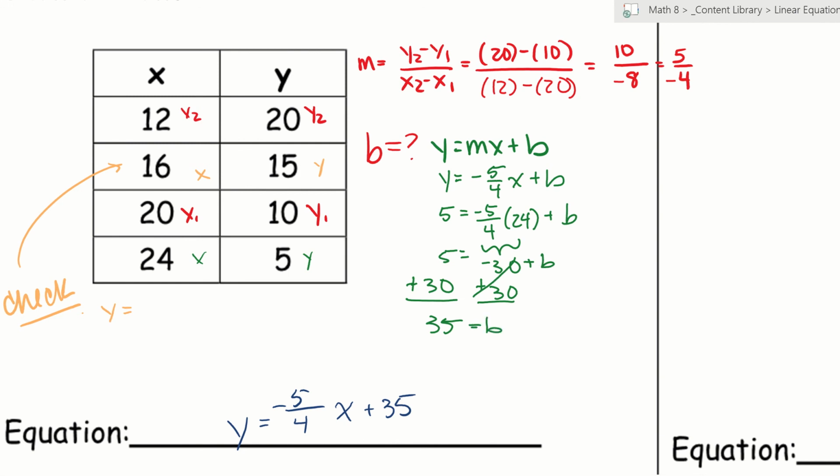So let's check it. Y equals -5/4 x plus 35. If y is 15 and x is 16, you can put all this straight into the calculator. You get -20 plus 35 is 15, which equals 15. Correct, so our check works.